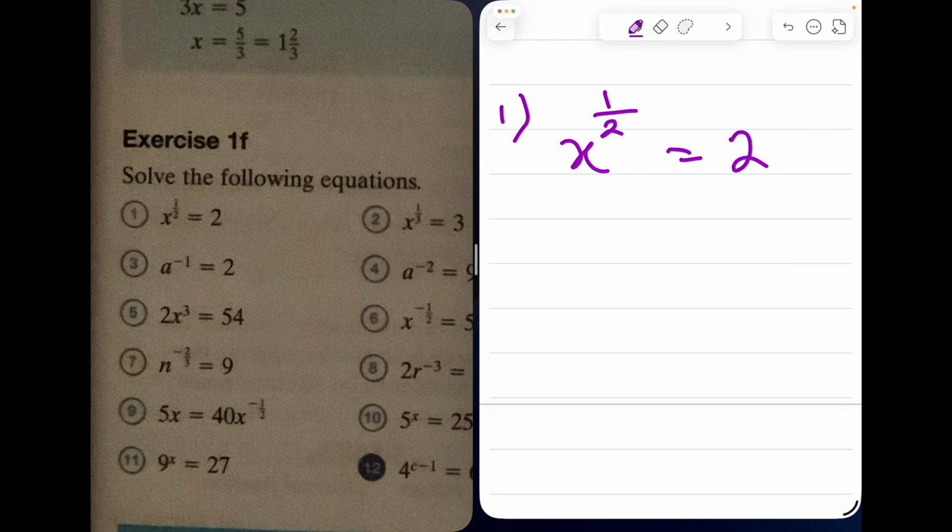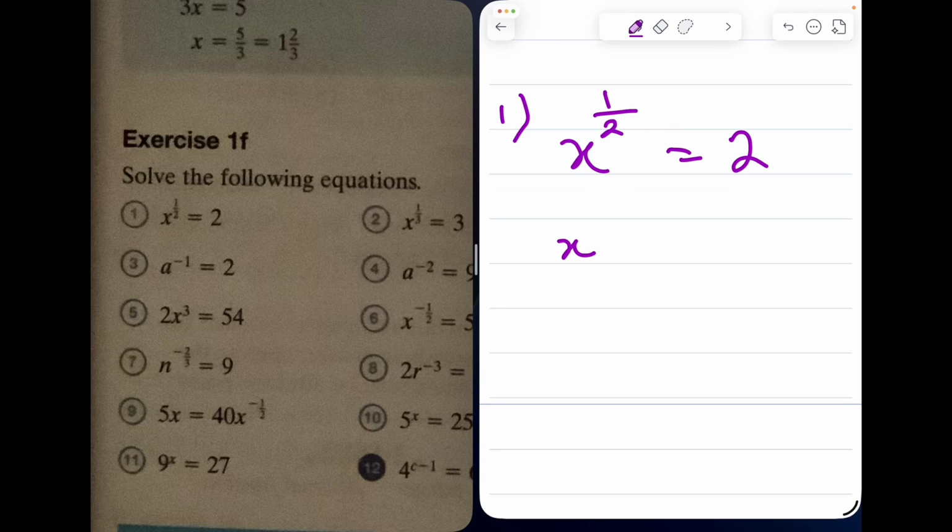Now here, I want to find x. Whenever you have x raised to a particular power and you want to remove the power so that you can have x, what you do is raise both sides to a power that is the reciprocal of this power. This power is 1 over 2, so its reciprocal will be 2 over 1. So I'm going to raise both sides to the power 2 over 1.